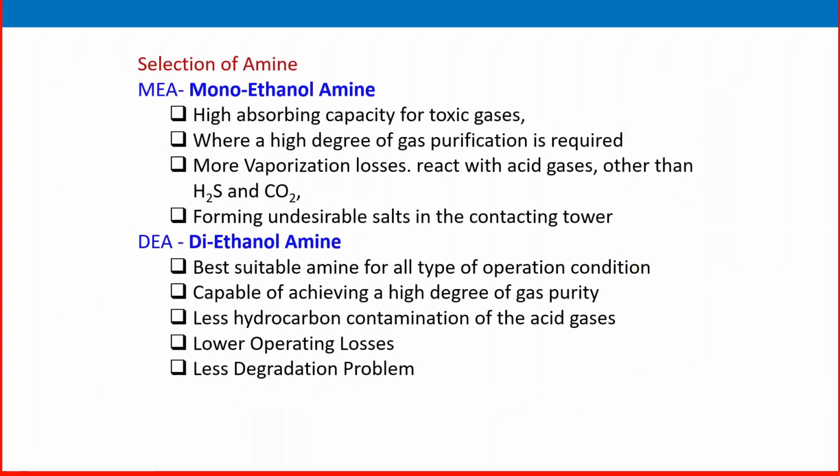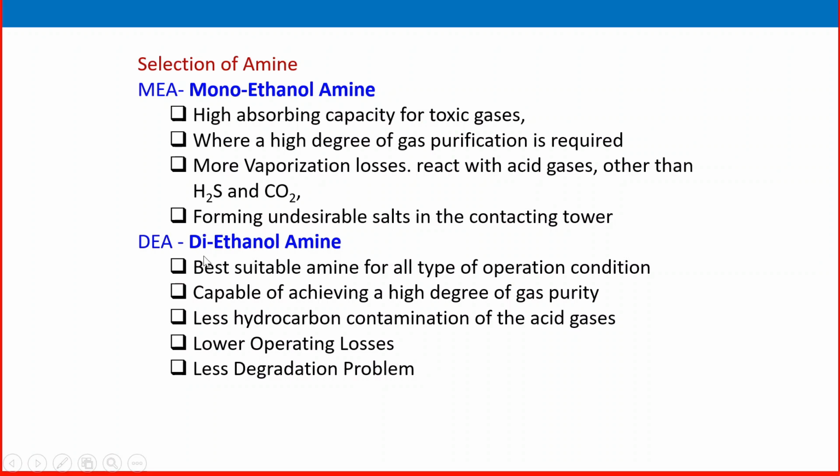Another topic is the selection of amine. Various types of amines are available in the market, and a suitable selection is either monoethanolamine or diethanolamine. Let us see which one is best. Monoethanolamine has a high absorbing capacity for toxic gases where a high degree of gas purification is required, but it has more vaporization losses and reacts with acid gases other than H2S and CO2, forming undesirable salt in the contacting tower.